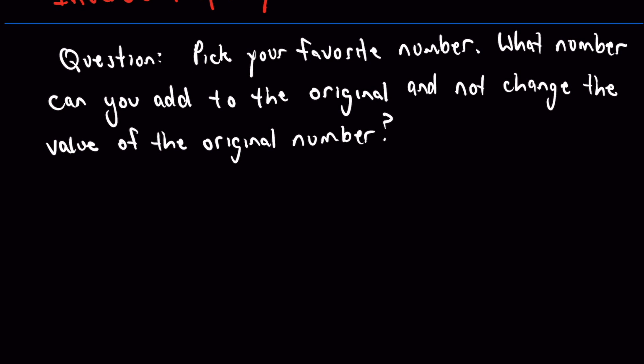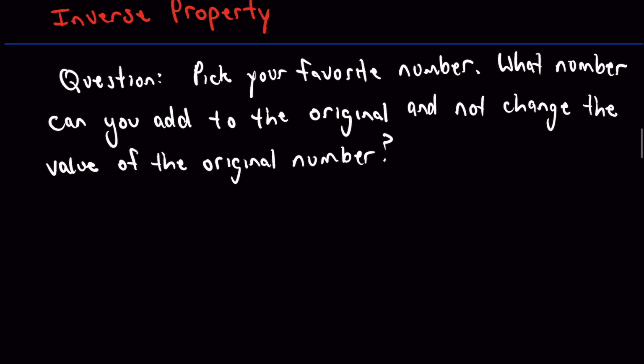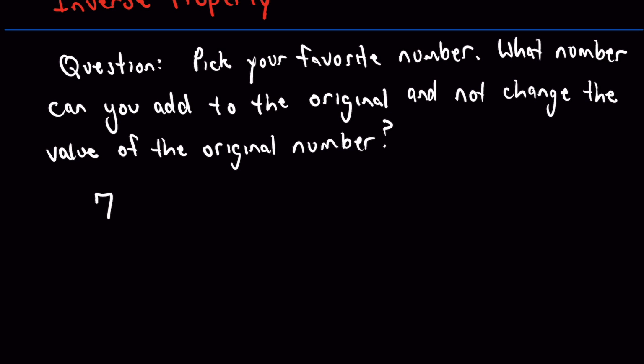So pick your favorite number. Okay, what number can you add to the original number and not change the value of that original number? Okay, so maybe your favorite number is 7. What can I add to that so that I get my same favorite number back? I want to get 7 again. Well, the only thing I can add to 7 and not change it would be 0.